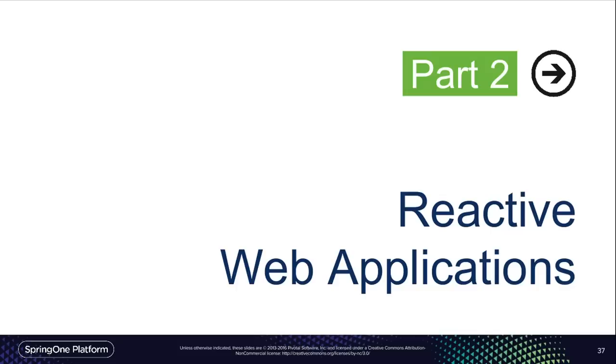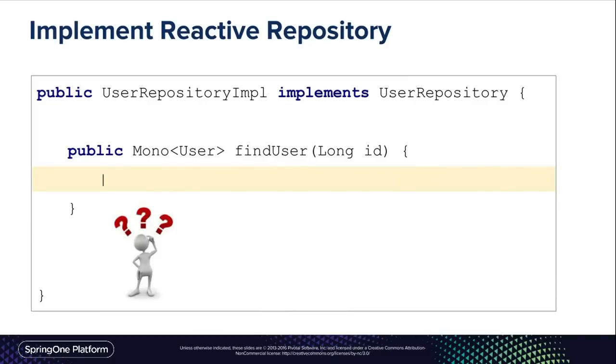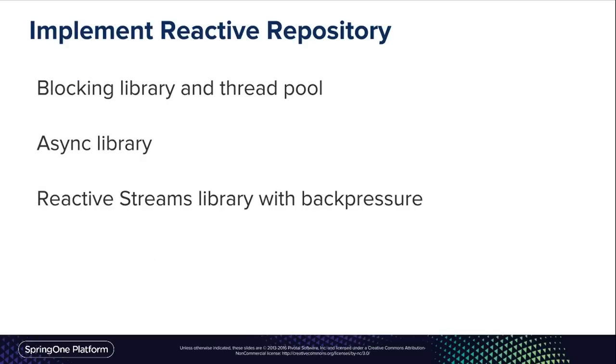Yeah. Okay, so moving on to the second part, reactive web applications. So far we've talked about how to transform our user repository from an API perspective, and we arrived at this place. But now the question is, how do we actually implement this repository? What do we do inside of here? How do we actually make that work? Well, there are multiple options.